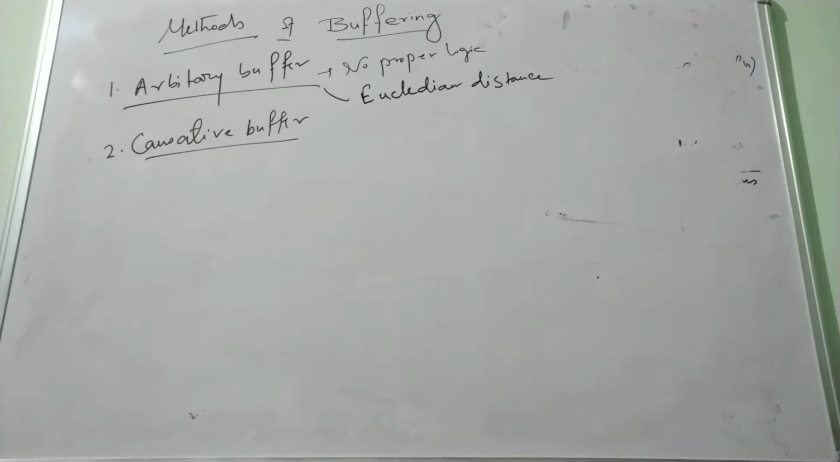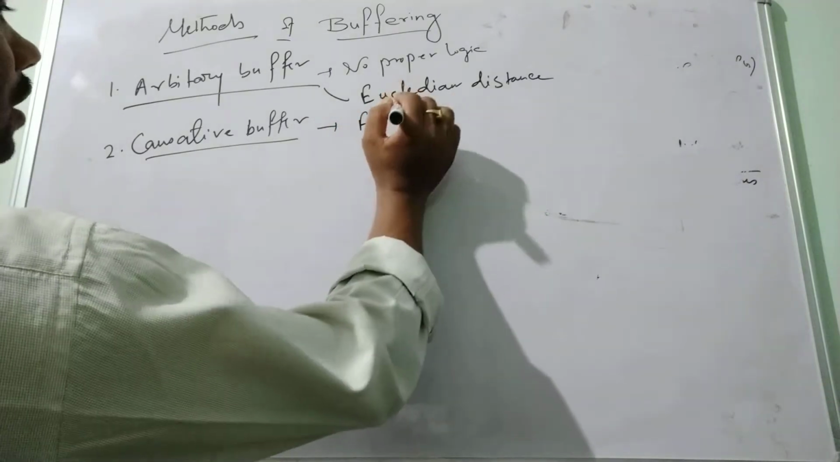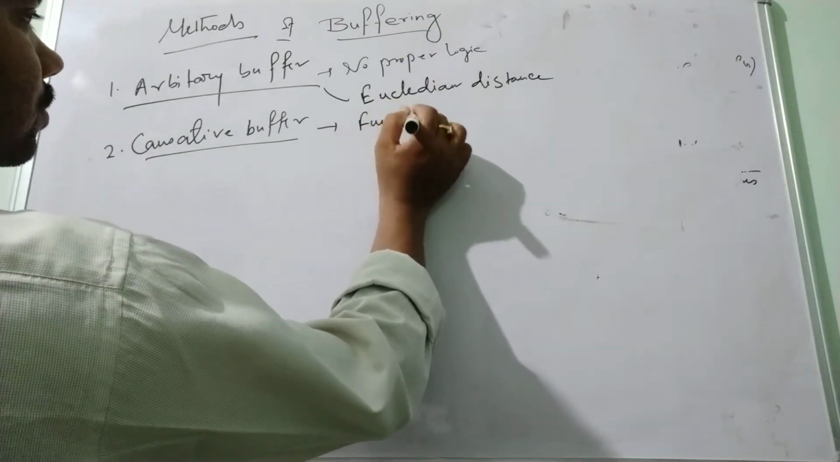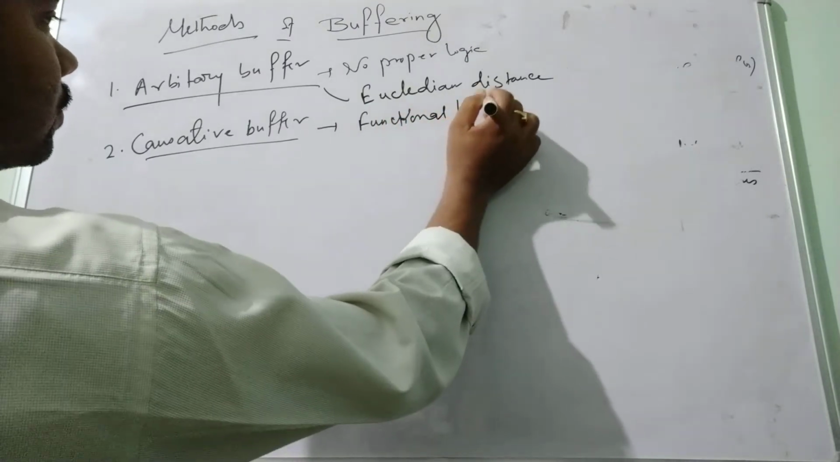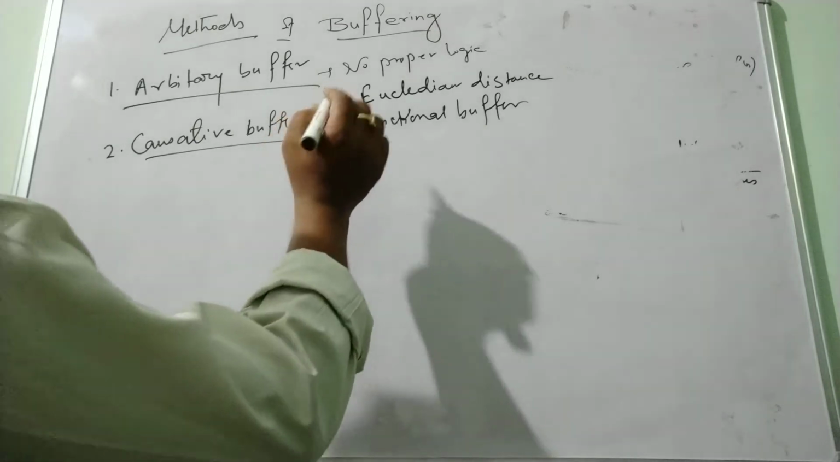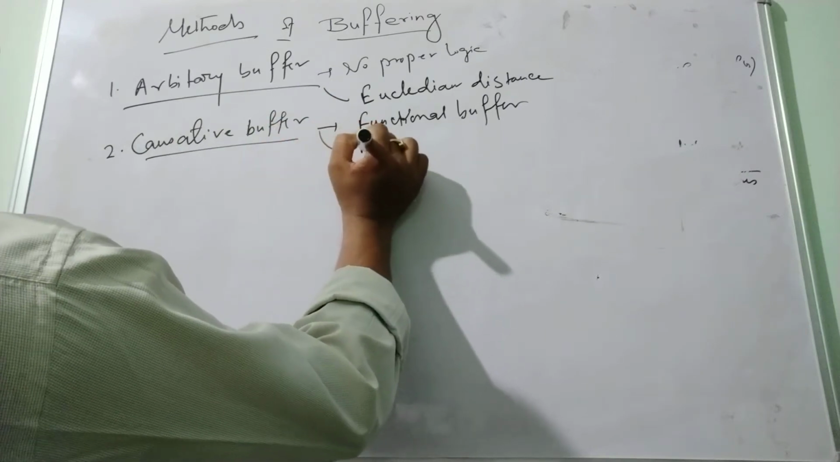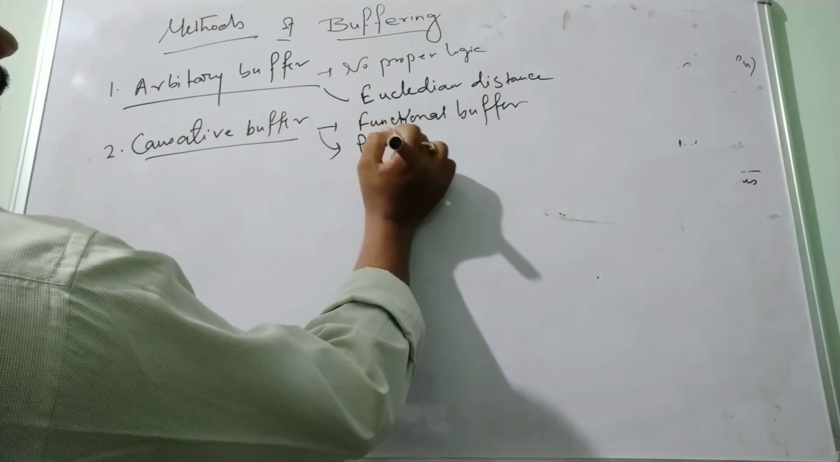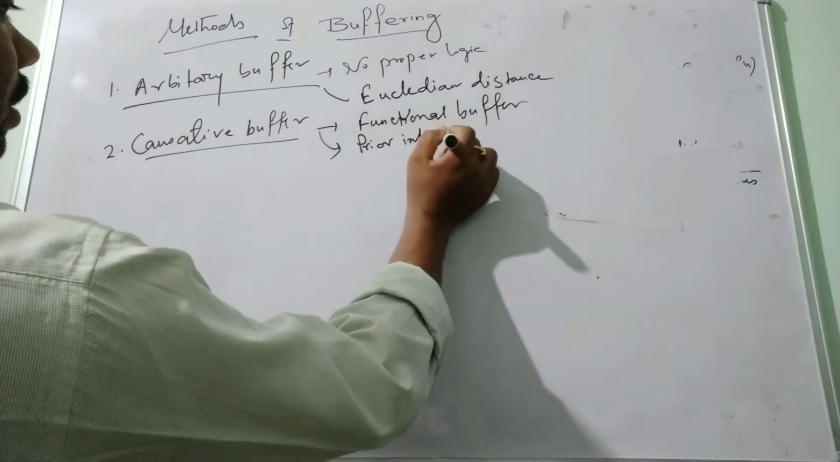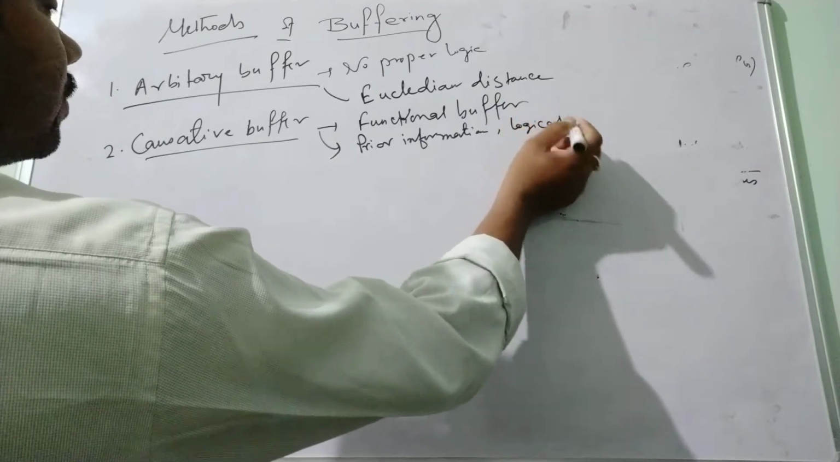Next, causative buffer. This is a functional buffer rather than a Euclidean distance. Because prior information and some justification for the buffer are available to use, it is known as the causative buffer. It is considered based on prior information and logical reason.